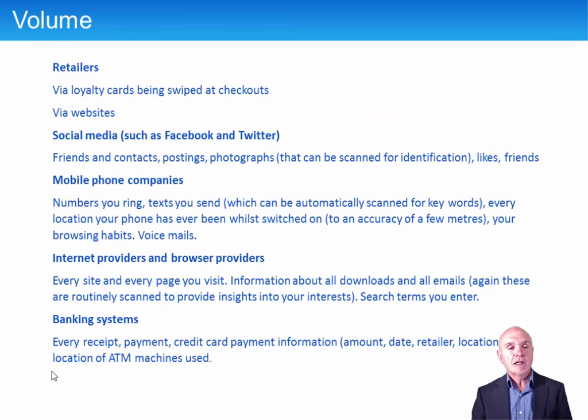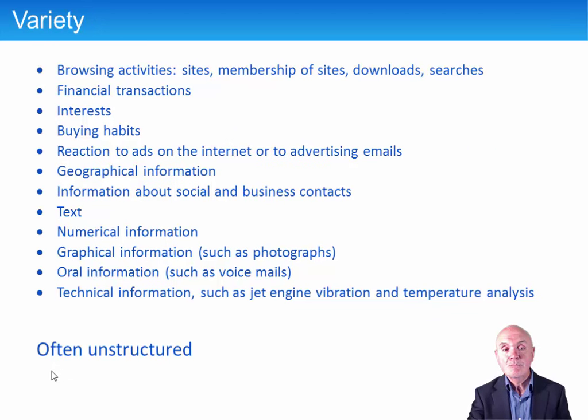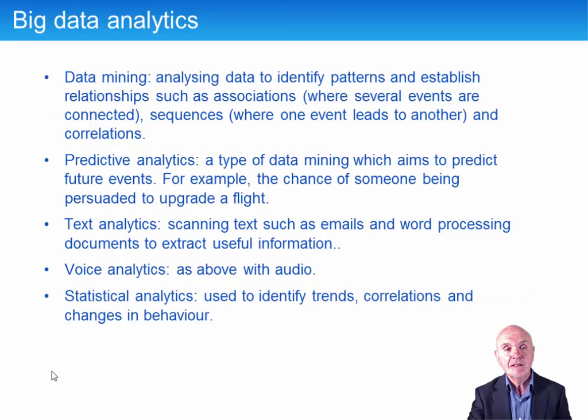So here we are. We'll just look at a couple of these here. Retailers, loyalty cards coming in there. We have social media, mobile phone companies, where you know where you've been and so on. Internet service providers and websites know exactly where you've visited. Banking systems, they can analyze your credit cards. Again, they know the sort of purchases you make. They can build up quite a comprehensive picture of you and your lifestyle and your shopping. So we looked, I think, at the variety there.